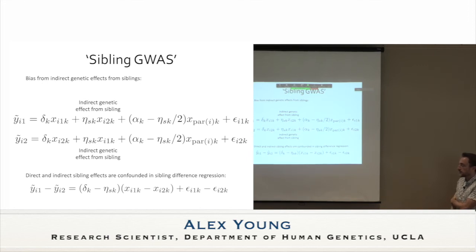Yeah? I did a bad job explaining this in my original talk. So can you give an intuition for why this sibling indirect effect shows up when you do the sibling fixed effects regression?